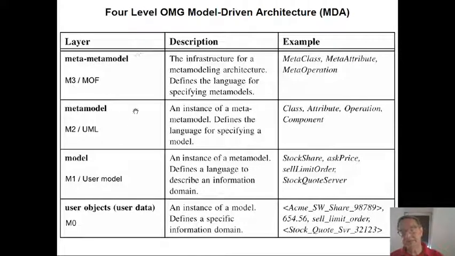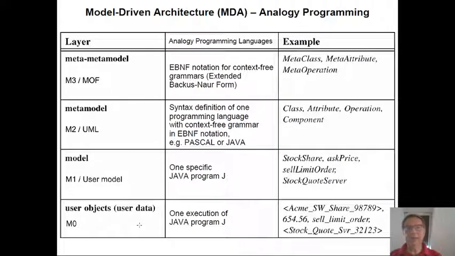And this is the 4-level meta model in the OMG view, and the classical view in the programming world is as follows. We have one specific Java program J, and then we can execute this program one time or many times. So we consider one particular execution of this Java program J, as we can consider for one class diagram many object diagrams. So here we have the Java program J, and we consider one execution.